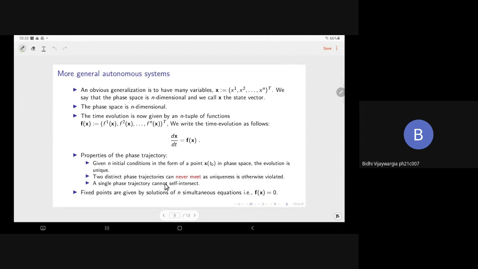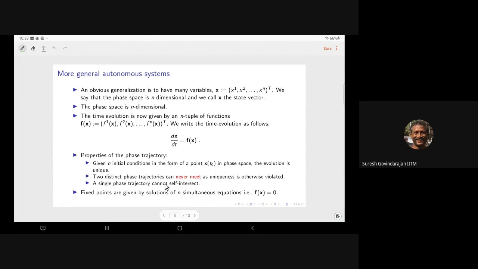Sir, I have a doubt. What will happen if we are at the fixed point? Nothing will happen. You will just remain there. That's why it's called a fixed point. Absolutely. Okay, good.